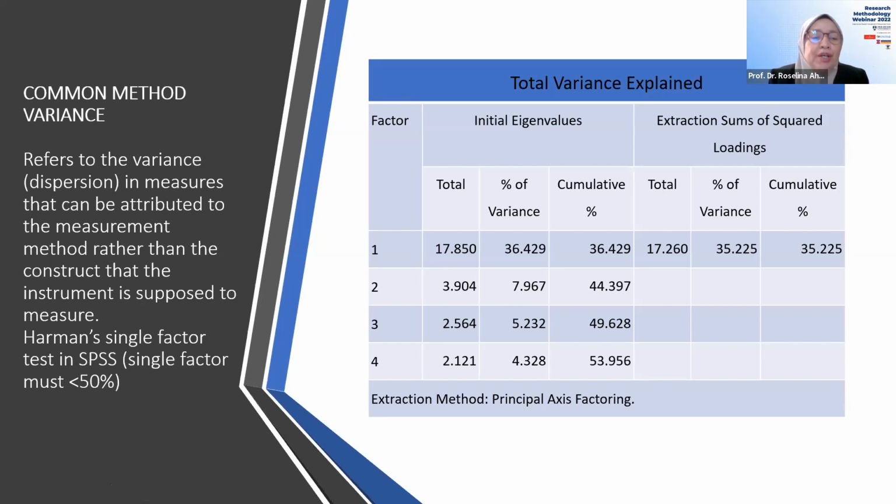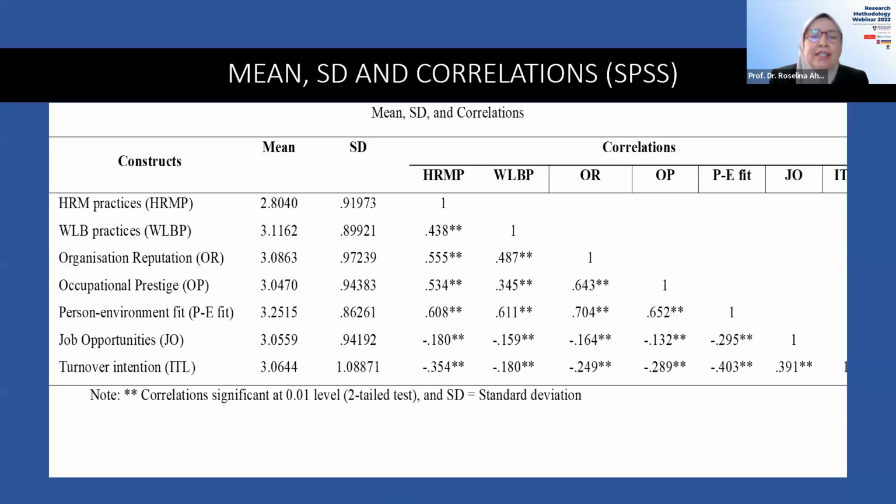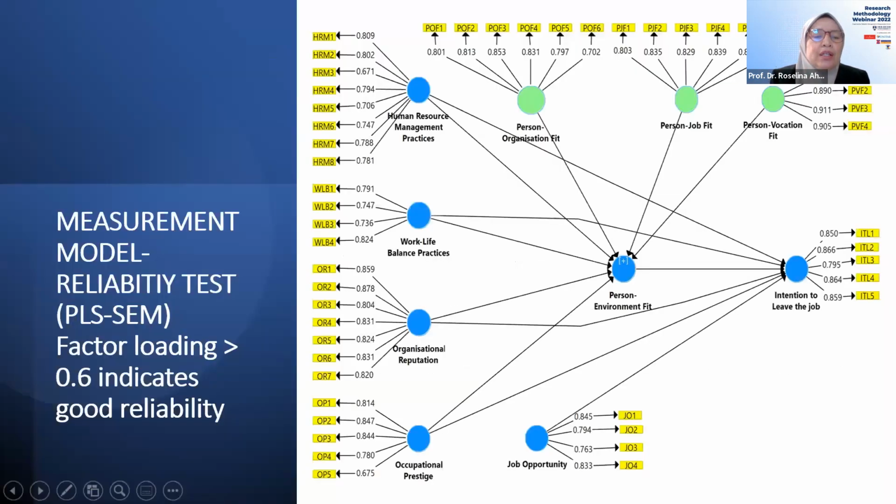Right, and then the mean, standard deviation, and correlation. These are things you are quite clear with. This is actually imported from SPSS, or you can even import it from your SmartPLS. You can see the mean, the standard deviations, and what the correlations are among the variables.